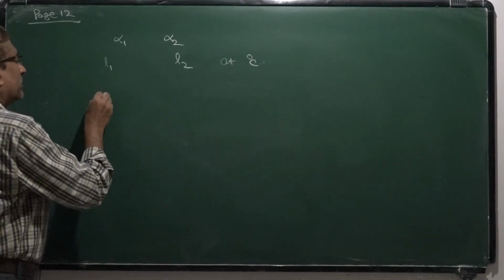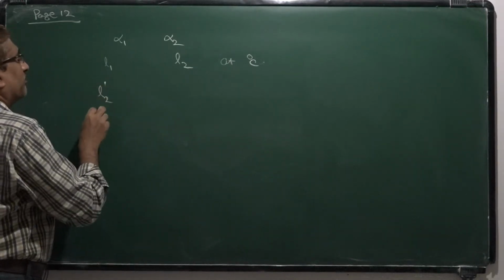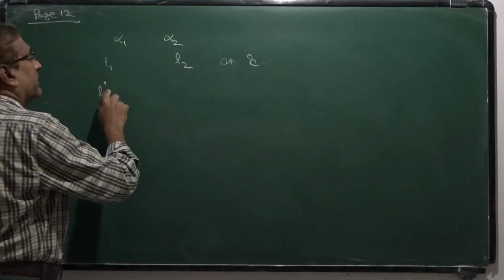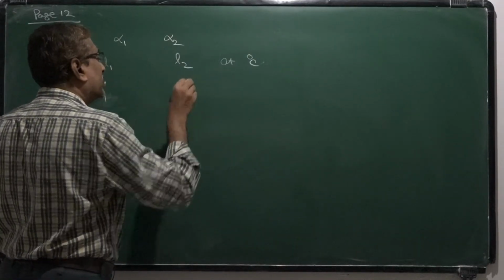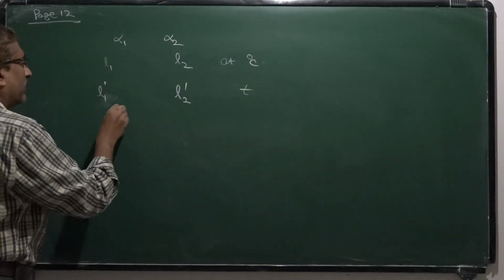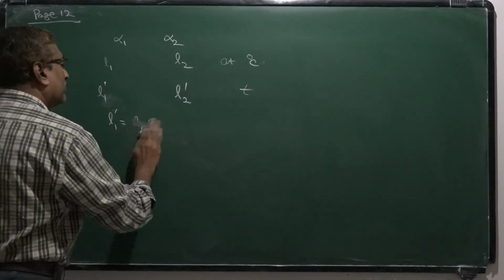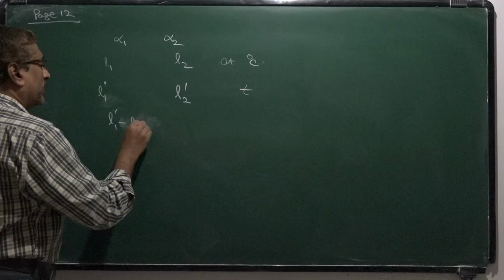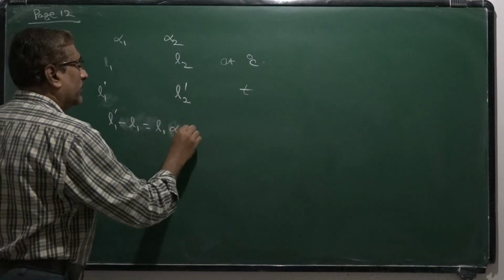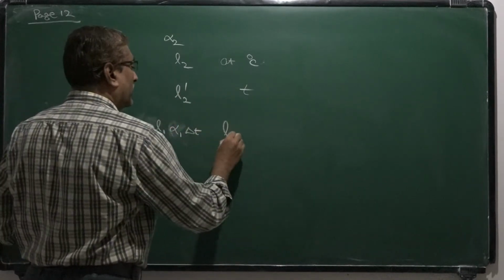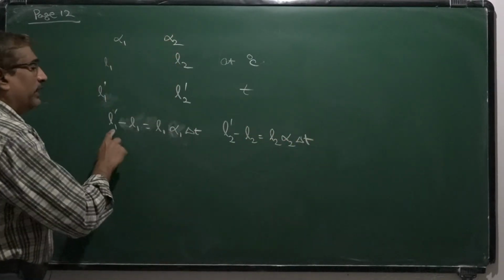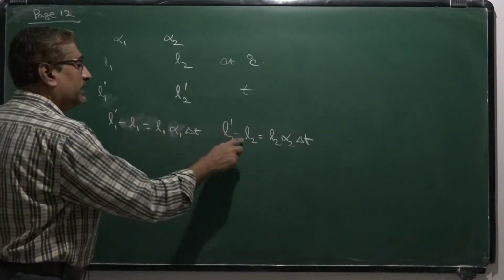So assume that L1 dash is the length at temperature T, and L2 dash is the length at a temperature T. Now from this we can write L1 dash minus L1 equal to L1 into alpha 1 into delta T. Similarly for L2 we can write L2 dash minus L2 equal to L2 into alpha 2 delta T. So to maintain the same difference at any temperature.